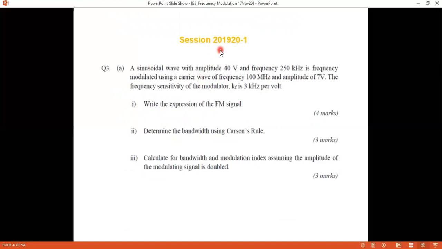And then session 2019-20 semester 1. We are given information on the carrier and also the information signal, and also the frequency sensitivity KFM. So here we have a new term, frequency sensitivity. We don't have this in AM. Write the expression and determine the bandwidth using Carson's rule. So calculate bandwidth, but now we have this new term, Carson's rule. In FM, there is a specific method to calculate bandwidth that is different from AM.